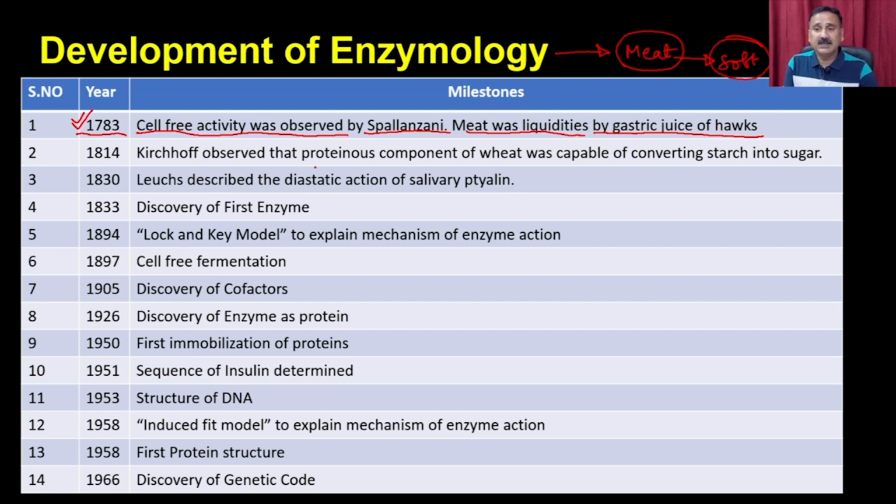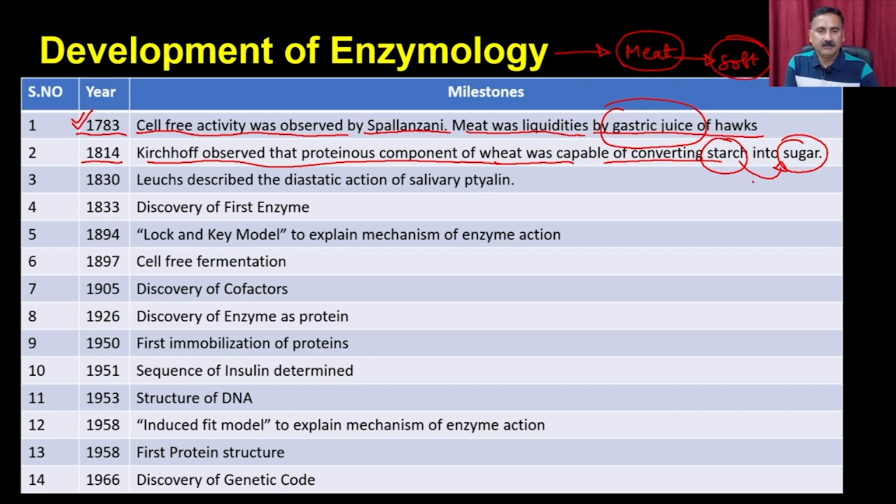It has been said that there is something in the gastric juice which makes the meat soft. And that is how in the year 1814, Kirchhoff observed that the proteinaceous component of wheat was capable of converting starch into sugar. This is another way of saying that starch can be converted into sugar, and that is how people thought there is some factor which is converting this, right.